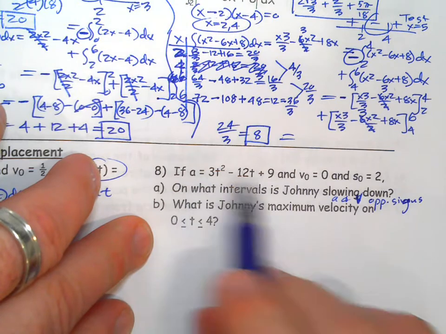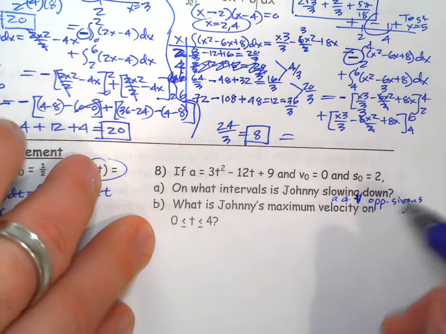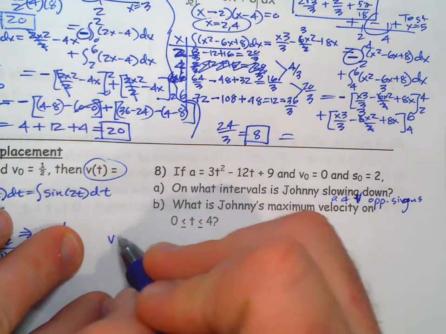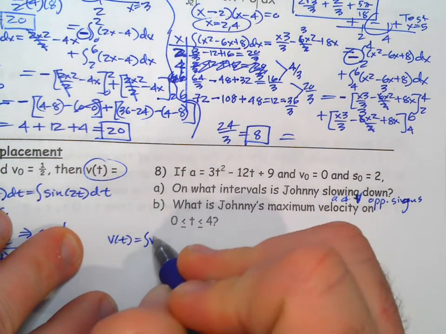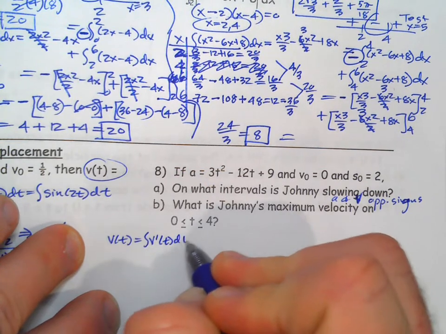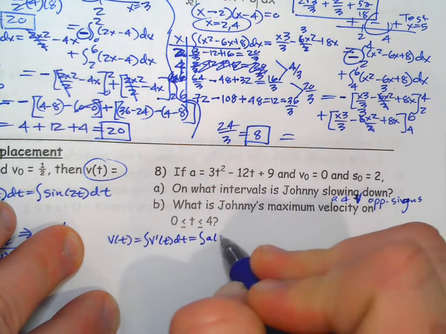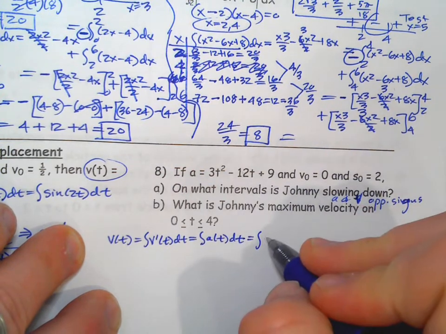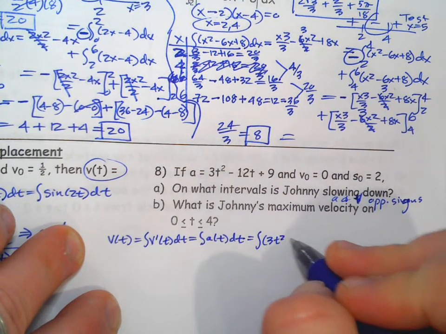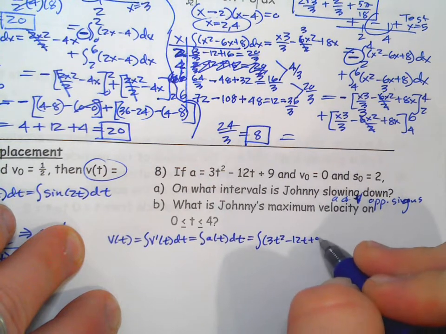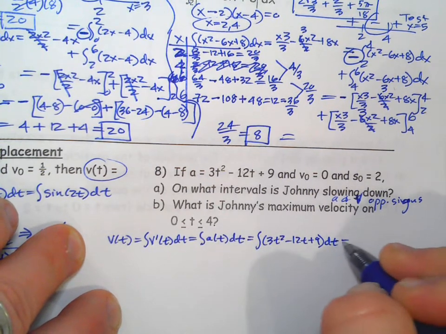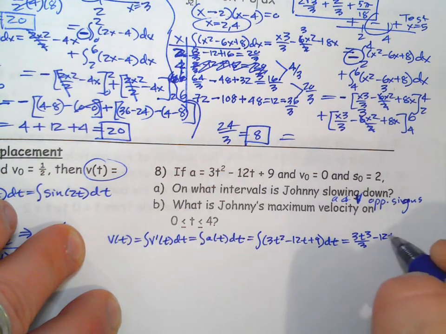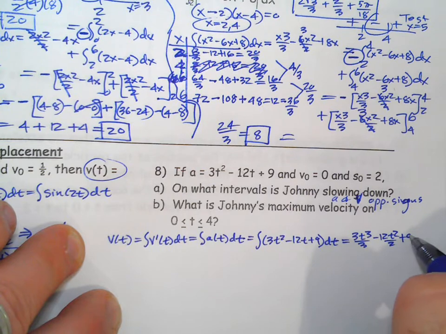So when we do one for acceleration, we've got to find the equation for velocity first. So we know that velocity is the integral of the derivative of velocity, which is the integral of acceleration. I just like writing this stuff down to make sure I'm doing the right thing. Acceleration is 3t squared minus 12t plus 9, which is going to be 3t cubed over 3 minus 12t squared over 2 plus 9t plus c.